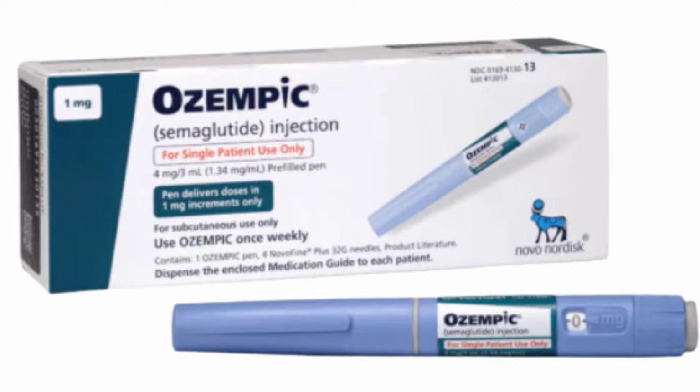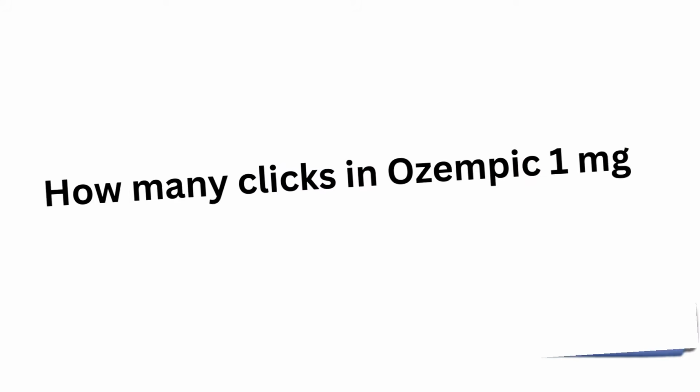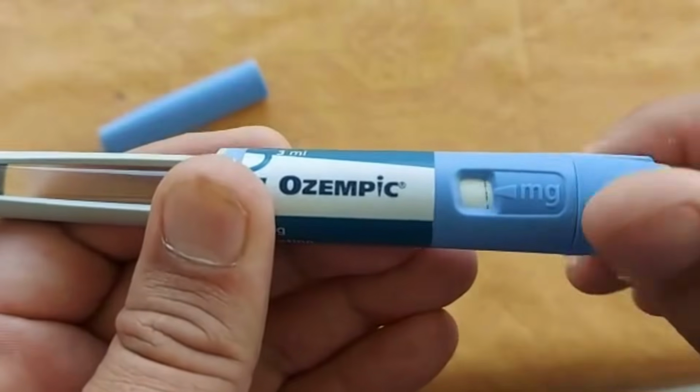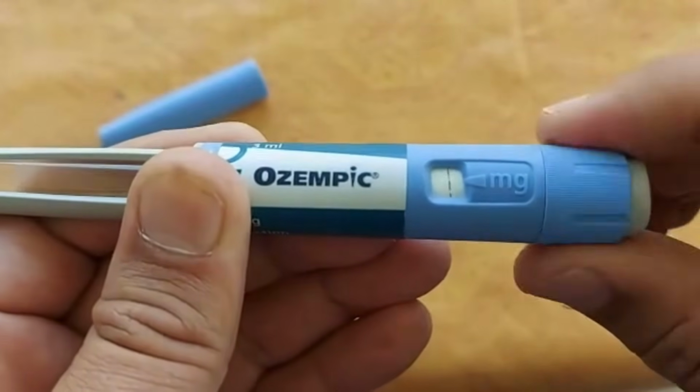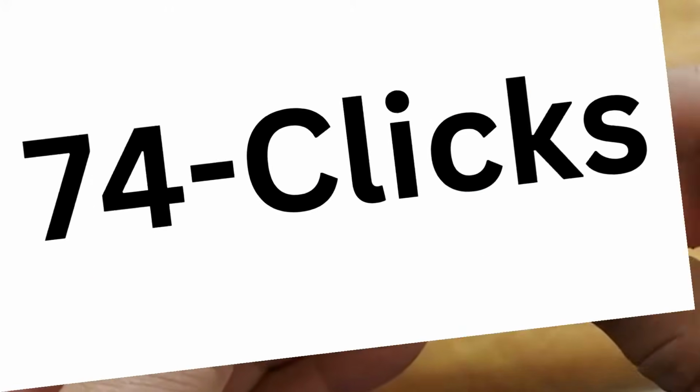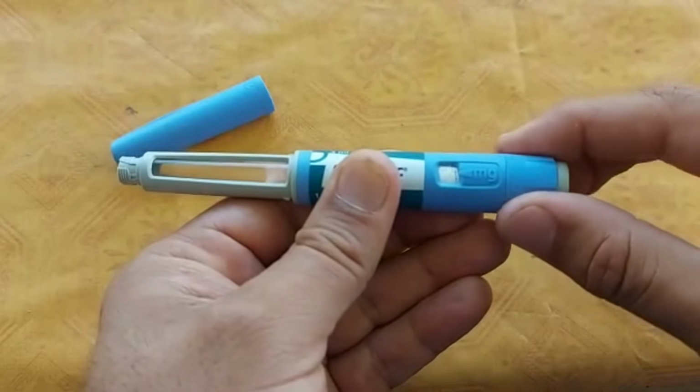Today we will explore the world of Ozempic and learn how many clicks and doses are there in an Ozempic 1 mg pen. So grab your Ozempic pen and let's start clicking. First, let's reveal the total number of clicks in the Ozempic 1 mg pen. Ready? It's 74 clicks. You can start your count either from 0 or the first click sound.